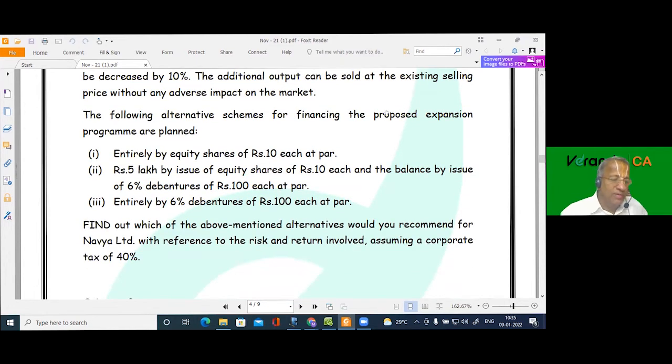The following alternative schemes for financing the proposed expansion are given: entirely by equity shares; 5 lakhs by issue of equity shares of rupees 10 each and the balance by issue of 6% debentures; and entirely by 6% debentures. Find out which of the alternatives you would recommend for Navya with reference to risk and return involved, assuming a corporate tax of 40%. It is always better that we try it out through Excel. So are you prepared for that Excel? Now let us see how we can try.